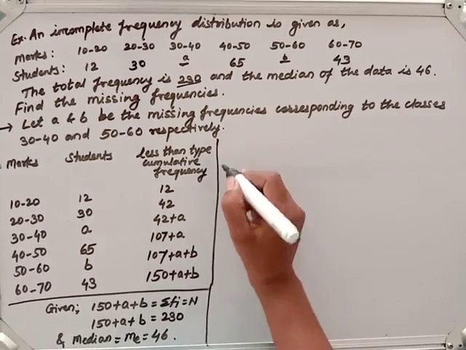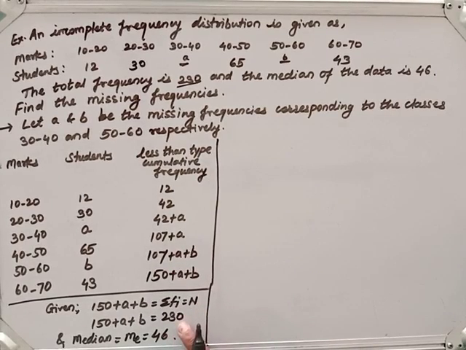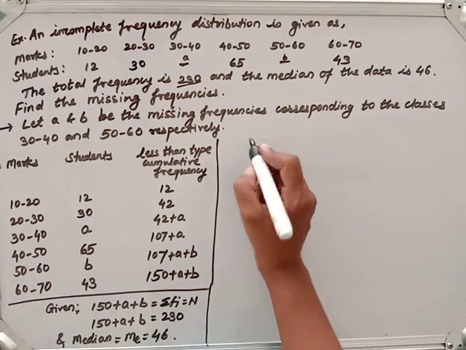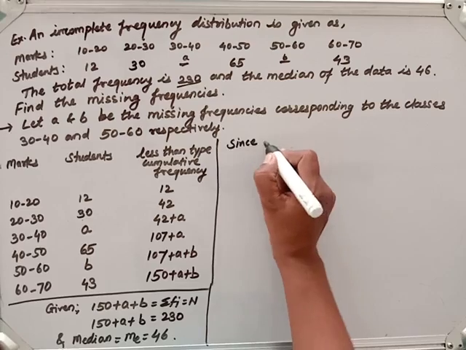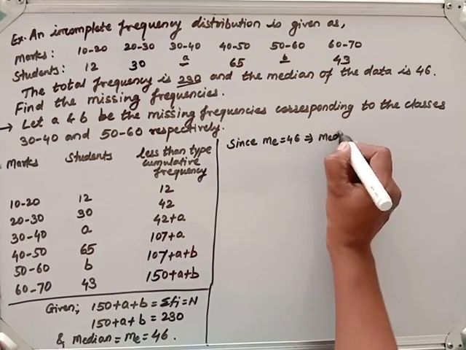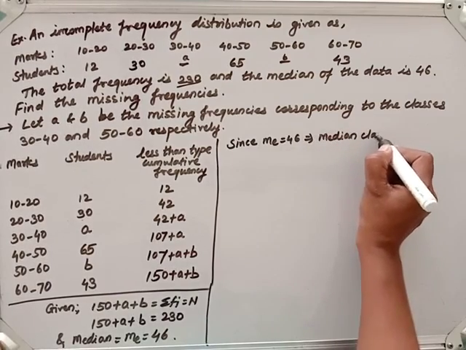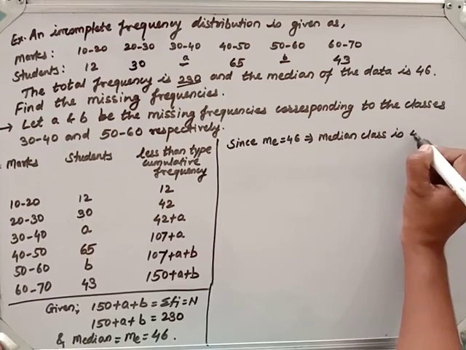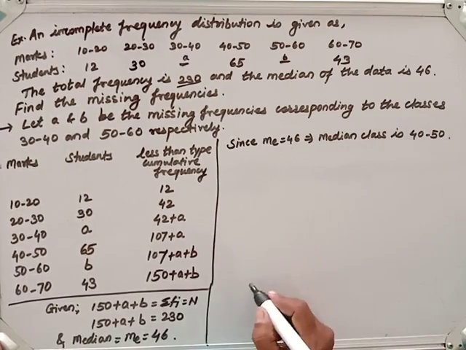Now once this is given, let us go for the result. Now median is 46, n is 230, and from the median we can get which one is the median class. Look at 46, it will occur in between 40 to 50. So this 40 to 50 is our median class. Since median is equal to 46, this implies the median class is 40 to 50.